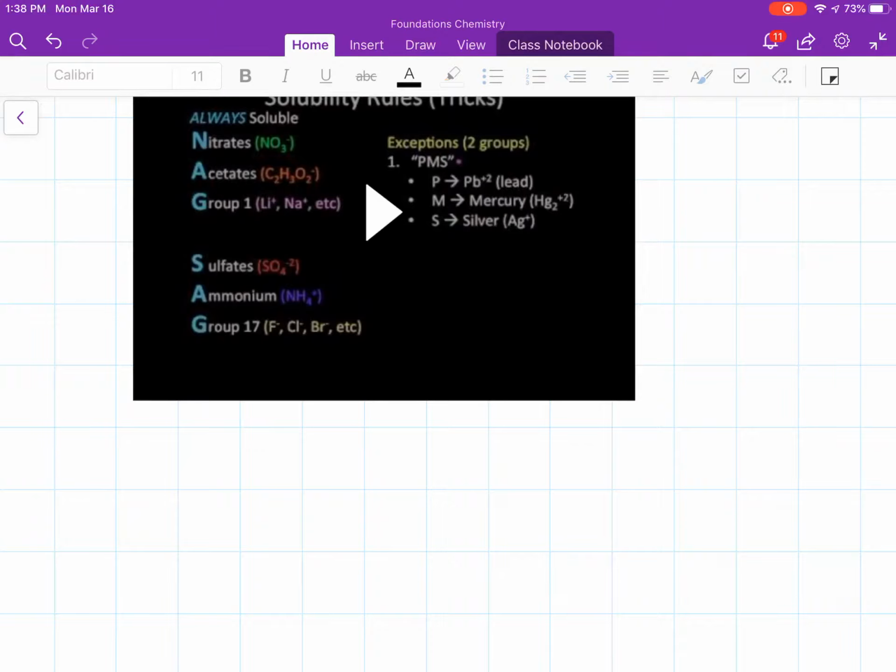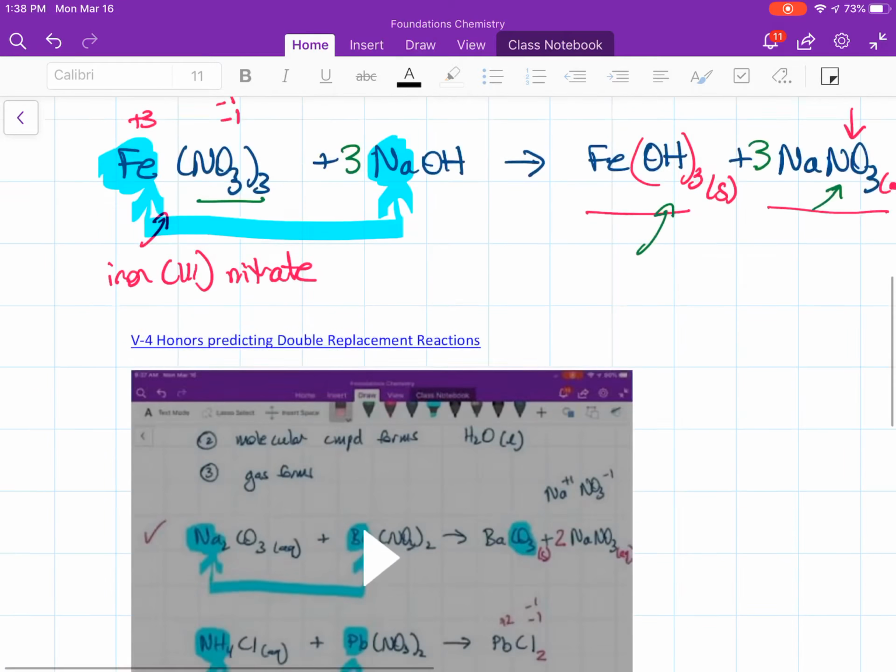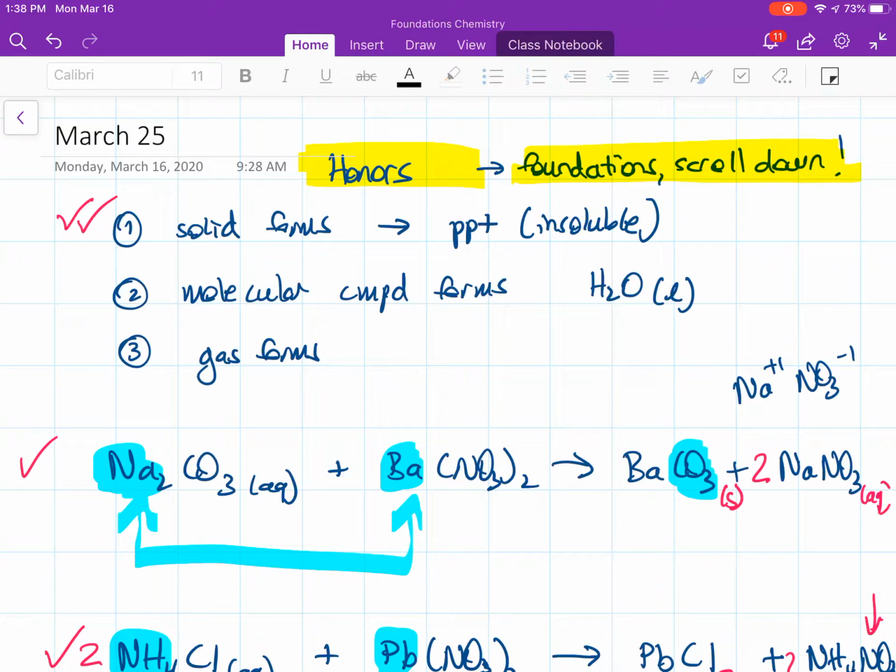Okay, honors, this is the second video for today, and this one just expands on what we just talked about, predicting whether or not a double replacement reaction will occur. Right at the top here, I told you it's whether or not a solid forms, a molecular compound forms, or a gas forms. We did a series of examples with whether or not a solid forms.